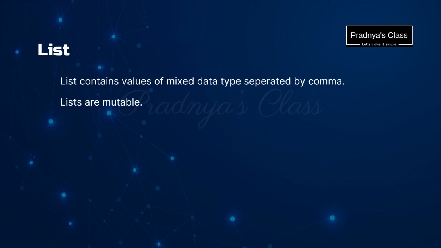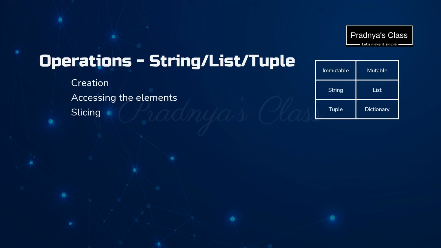The second important data type that we are going to discuss is list. List contain values of mixed data type which are separated by comma and it is enclosed in a square bracket. We know string is immutable. We cannot change the content of the string in place. But list is mutable. We can change the content of the list. The operations which we perform on the string can be performed on the list too.